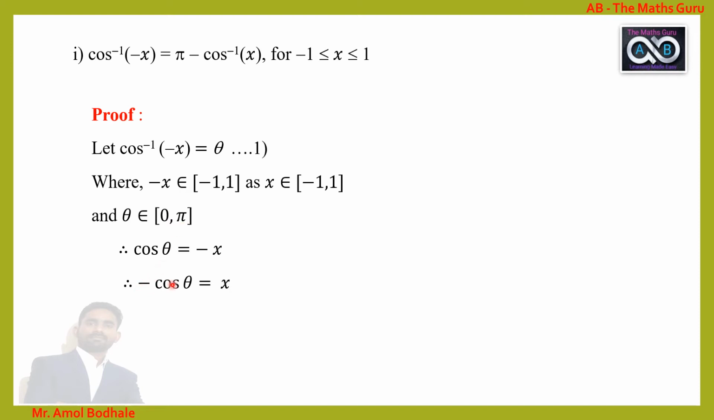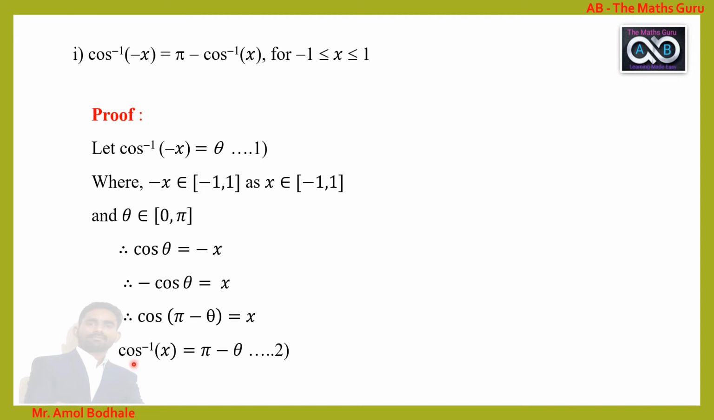So here minus cos theta can be written as cos of pi minus theta. So from this we can write cos inverse of x is equal to pi minus theta. So from the first statement, cos inverse of minus x is theta, and from the second statement, cos inverse of x is equal to pi minus theta. So if we put the value of theta as cos inverse of minus x here, and interchange these two terms, we get our required proof.